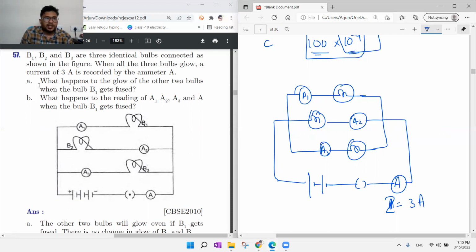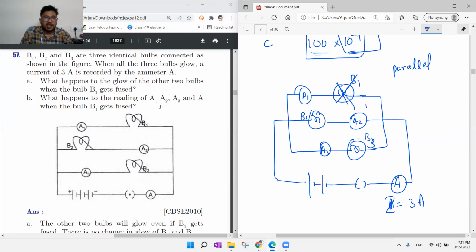That's fine. A, what happens to the glow of the other 2 bulbs when bulb B1 gets fused? You see, this is B1, this is B2, this is B3. So if B1 is fused, if it is not working, what happens to the remaining two bulbs? Already we have discussed in parallel connection. That is a good advantage of parallel connection. If one component is not working, the other two components will automatically work because of current division. There is no voltage drop, as well as there will be good current division. So if bulb B1 is fused, B2, B3 will automatically work. Nothing will happen to them.